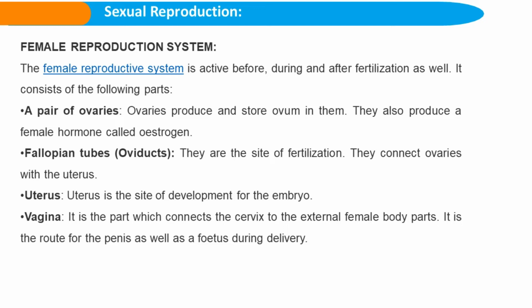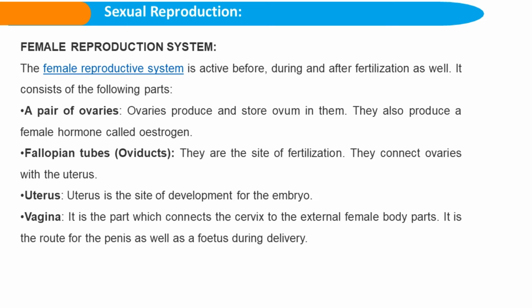Coming to the fallopian tubes or oviduct, they are the site of fertilization. That means the fusion of male and female gametes takes place in the fallopian tube, and they connect the ovaries with the uterus. That is the function of the fallopian tube.